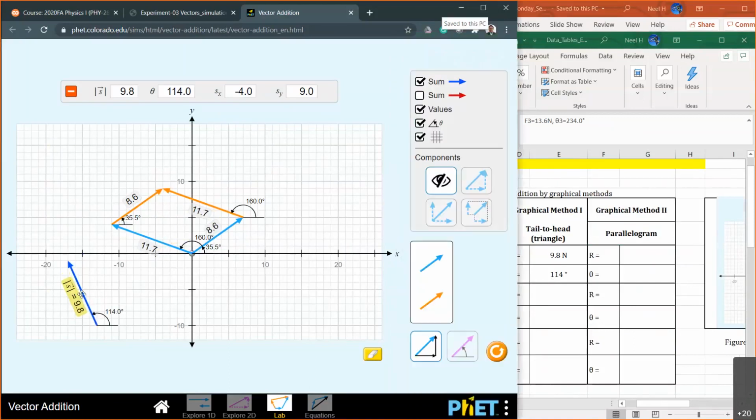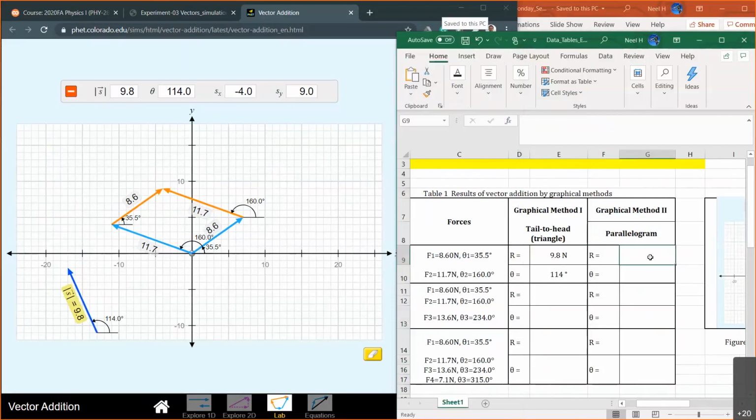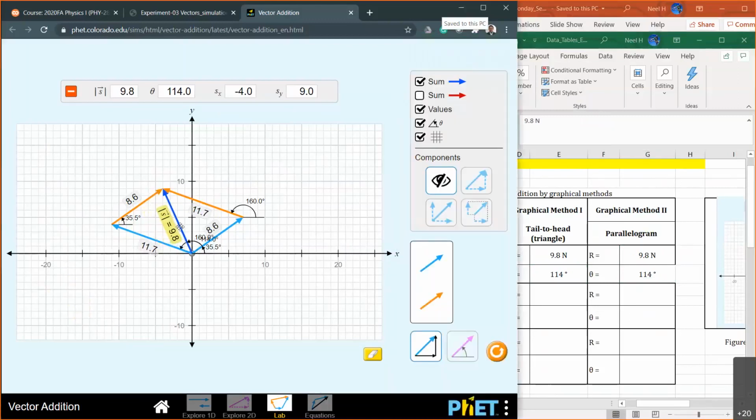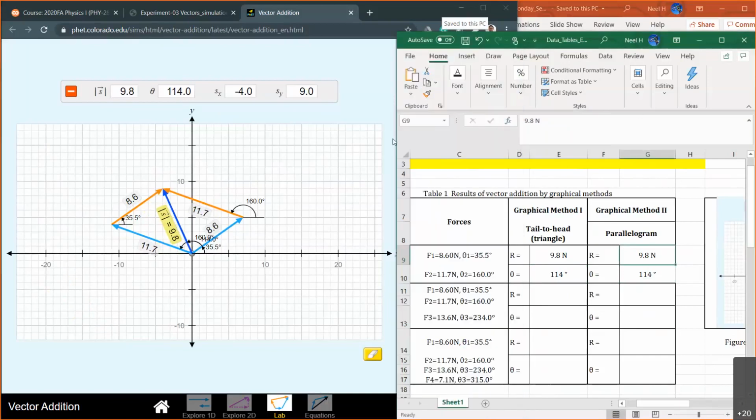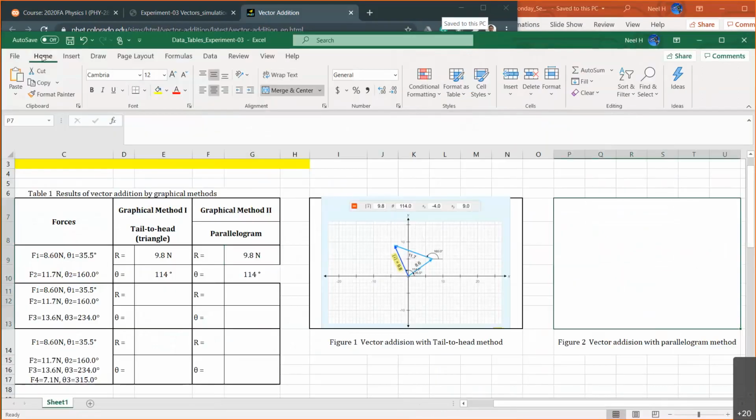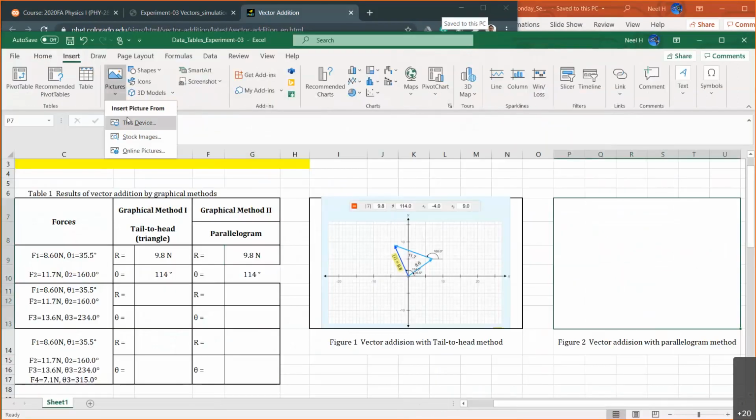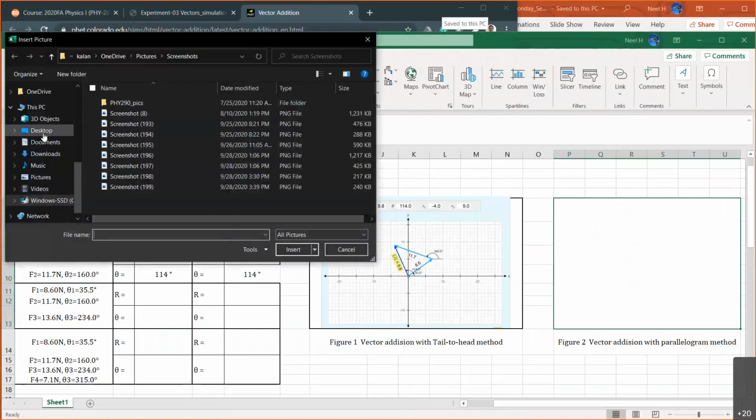Now the resultant has not changed at all. So you can put the numbers here, 9.8 Newton and then 114 degrees. I'm just going to copy paste this one here. It's the same thing. There's no difference at all. Okay, let's take a screenshot of our parallelogram, and then let's add the parallelogram into the second location of the picture here. Insert second picture. Anybody have any question?